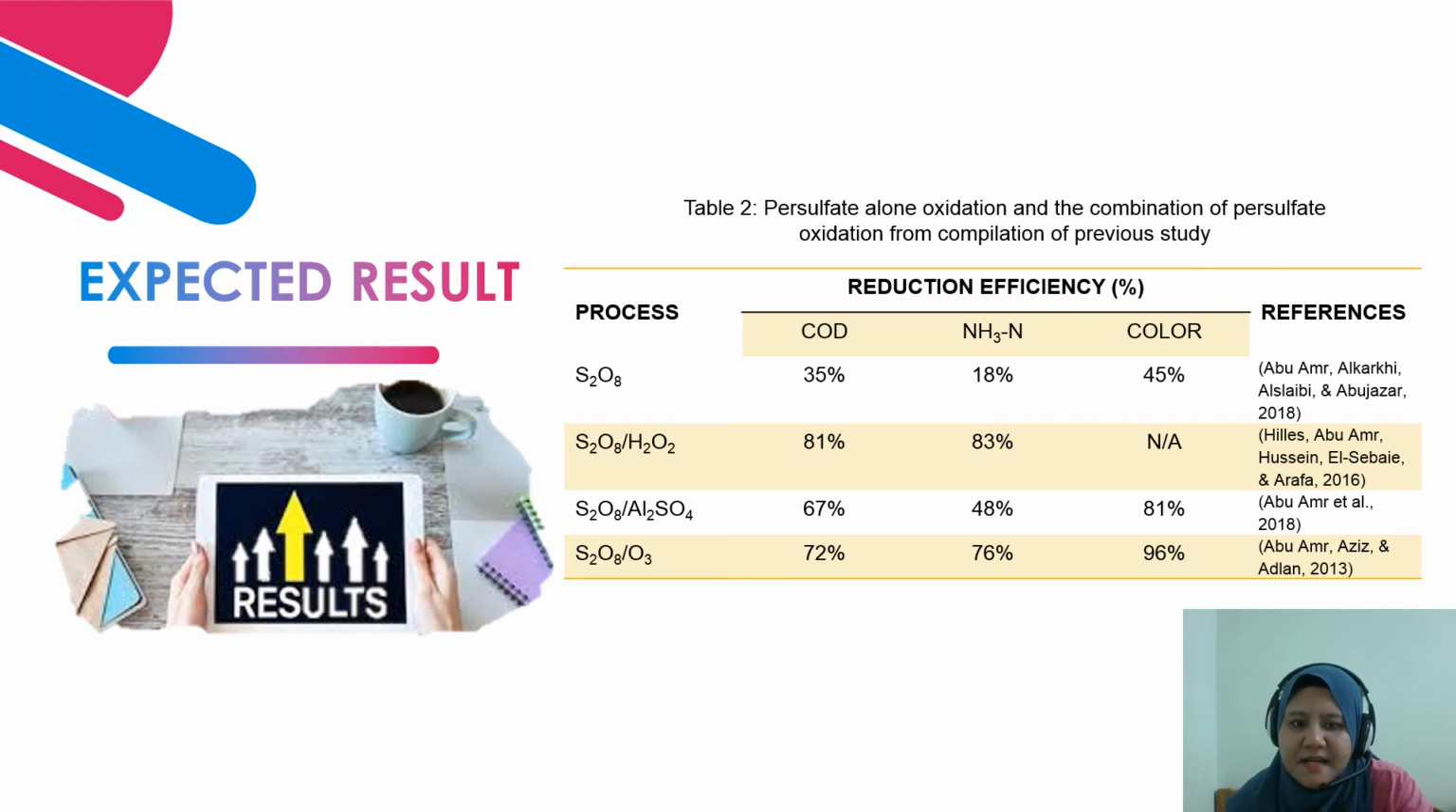The expected result for this research can be seen in Table 2. Table 2 shows the persulfate alone oxidation and the combination of persulfate oxidation from a compilation of previous studies. The persulfate alone oxidation had lower reduction efficiency compared to the combined persulfate oxidation, which had higher reduction efficiency for all the parameters.